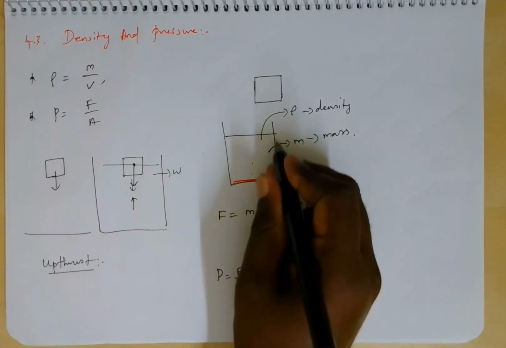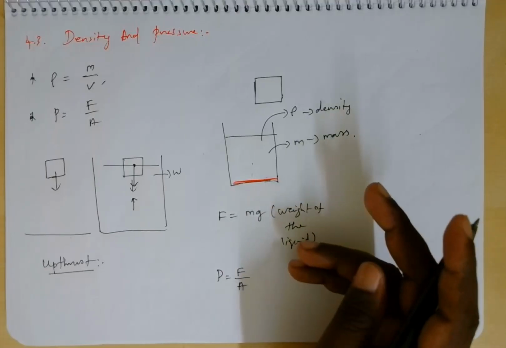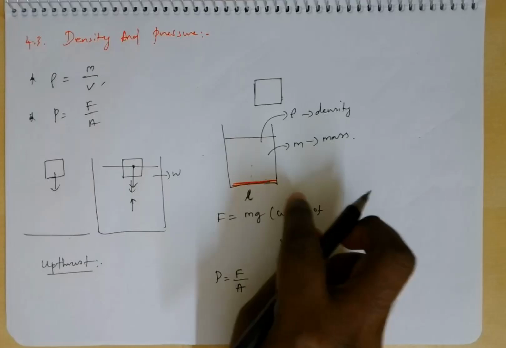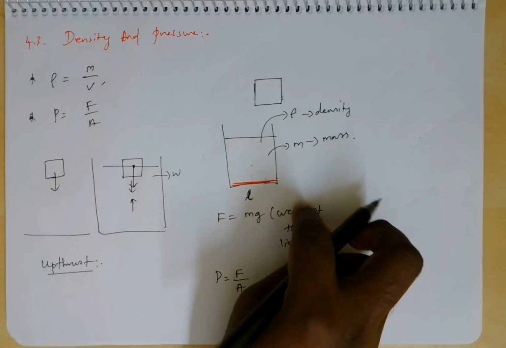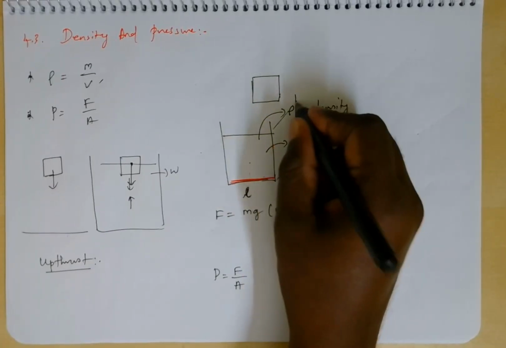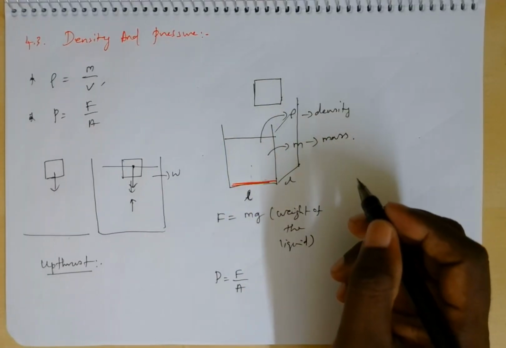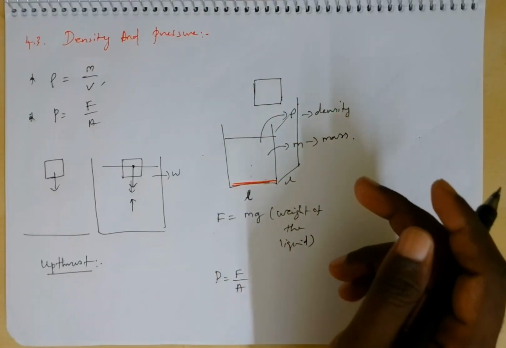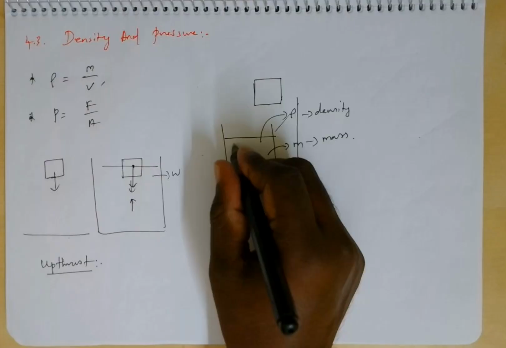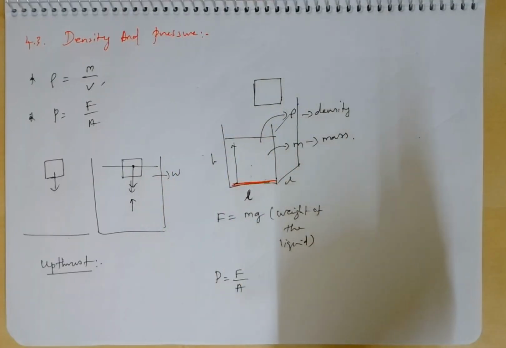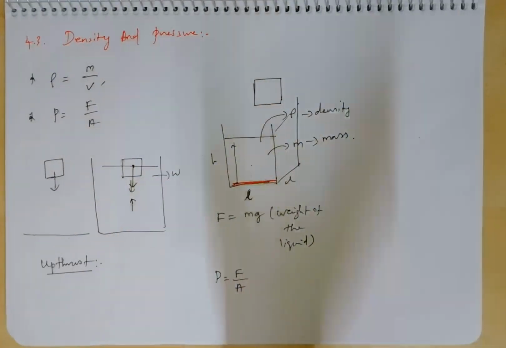Now let's say the tank is a cuboid. One side of the tank is L, and the other side of the tank is also L. For convenience, this section alone we take as H. So what is the total volume of the water?